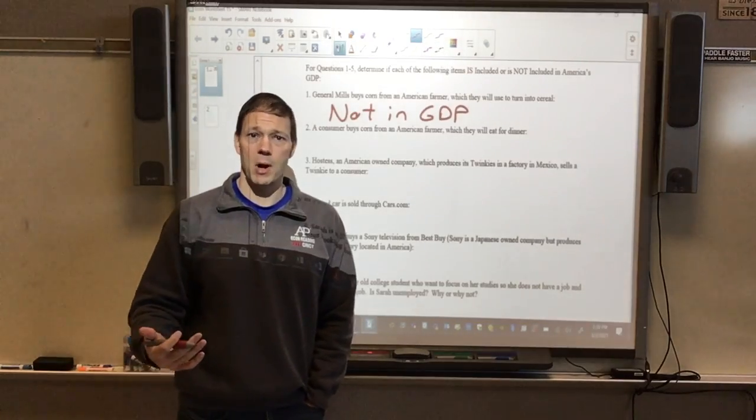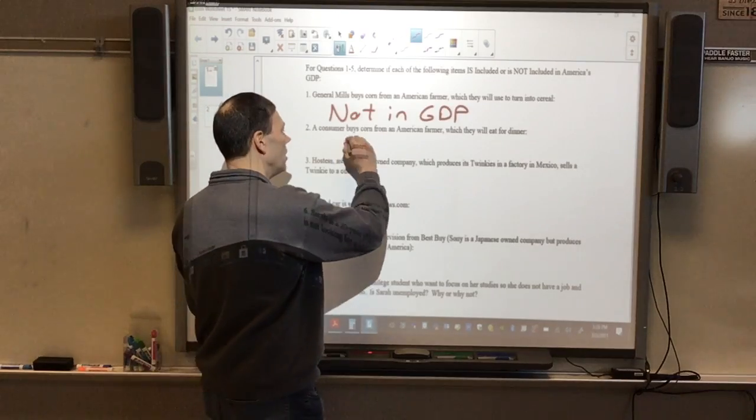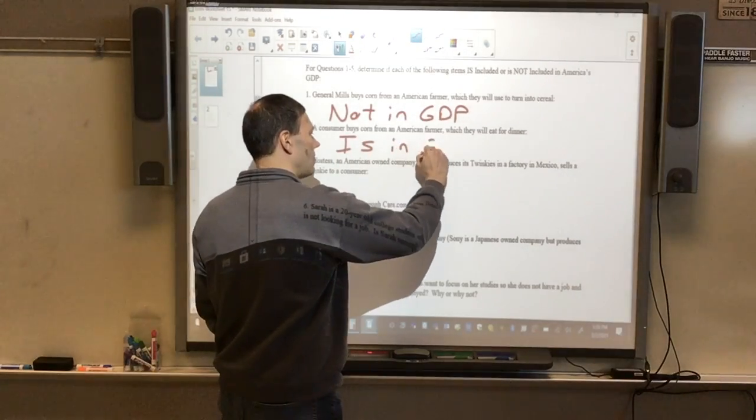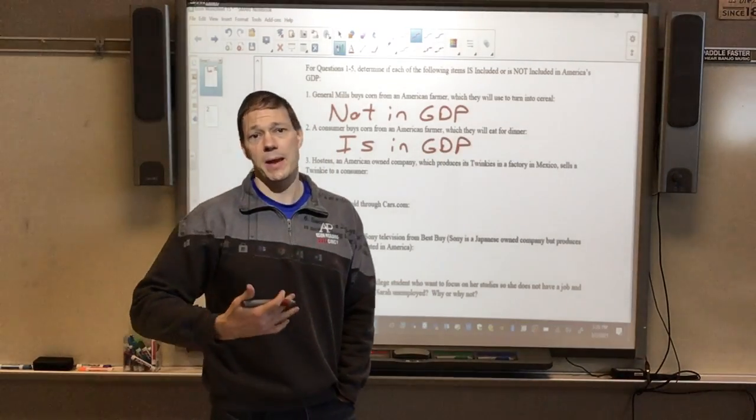Okay, number 2, on the other hand, a consumer buys corn from an American farmer, and they're going to eat that corn for dinner. That is in GDP because that's the final sale. In other words, that corn is in its final form. It's not going to be made into something further.